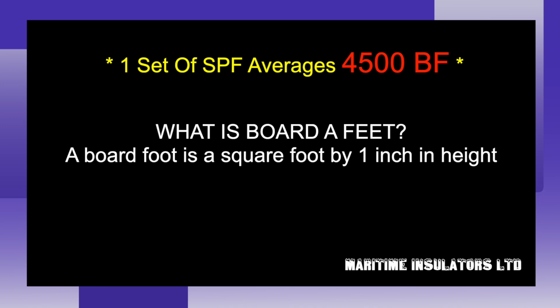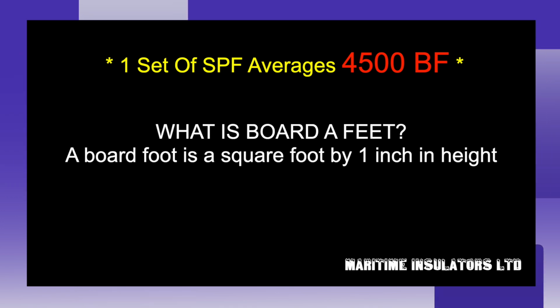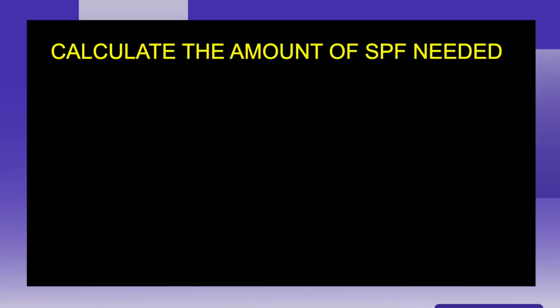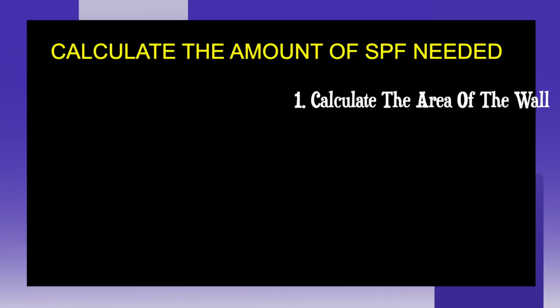Now, let's understand what board feet are. Board feet represent 1 foot by 1 foot by 1 inch in height. On average, spray foam has an R value of 6 per inch. To calculate the amount of spray foam needed, follow these steps.